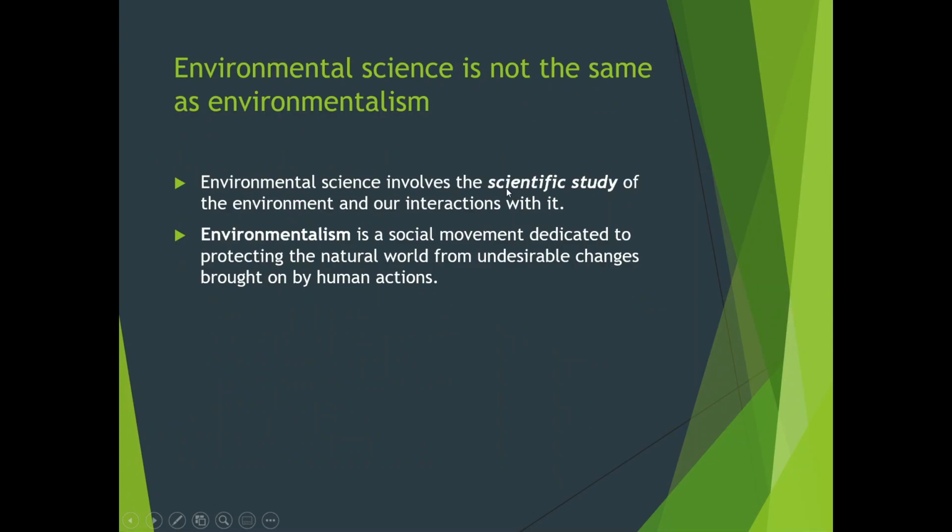Environmental science also involves the scientific study of the environment and our interaction with it. Environmentalism is a social movement. It's different than environmental science. It's a social movement dedicated to protecting the natural world. So these are going to be your activists and your protesters and things like that. They're trying to actively protect the world from undesirable changes.